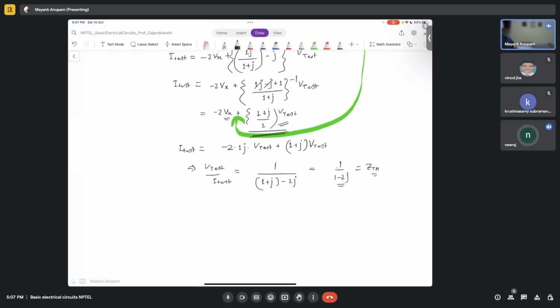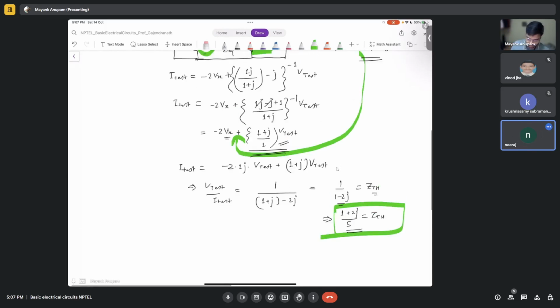Okay, so how much is this? Can you replace it like this? So this will be 1 plus 2j divided by 1 plus 4, right? Or another one is 5. That is 1 plus 2j by 5. This is ZTH. So 0.2 plus 0.4j. Yes.